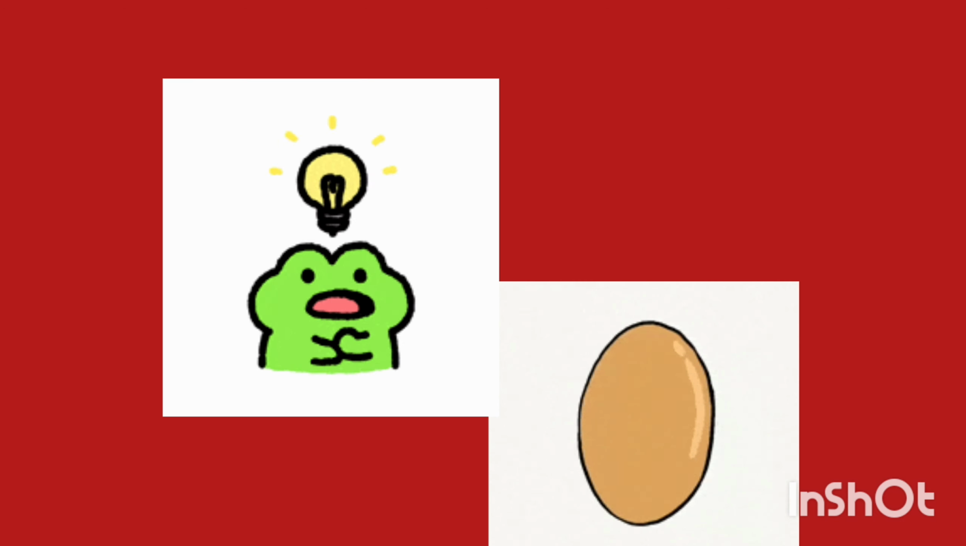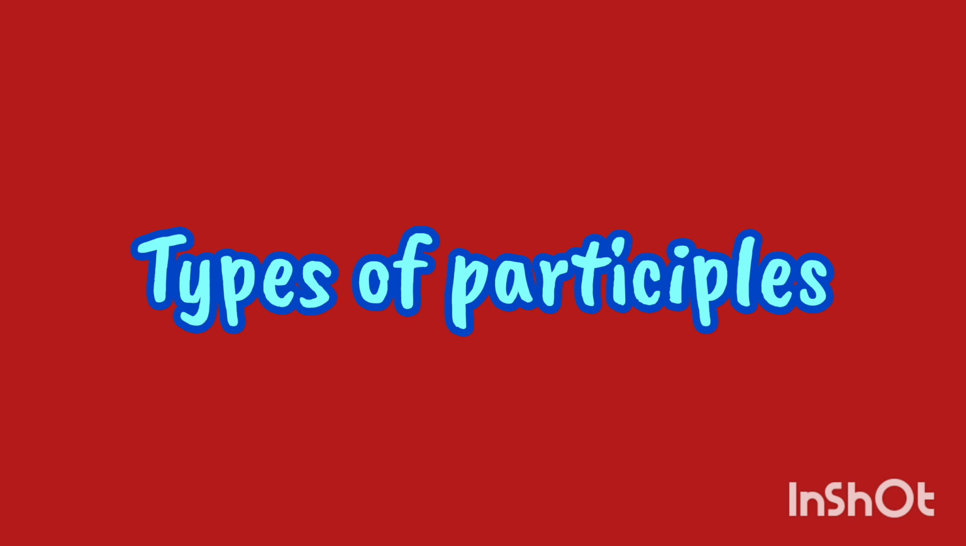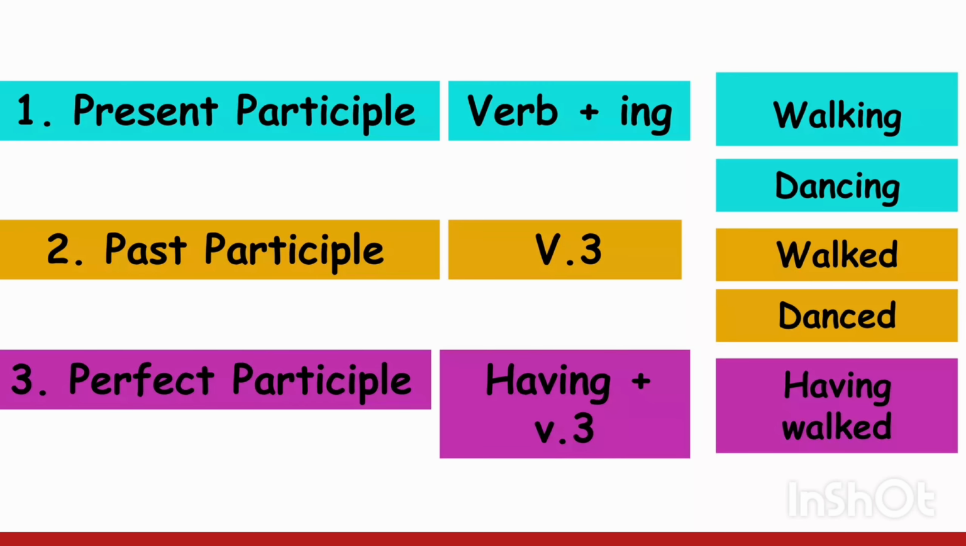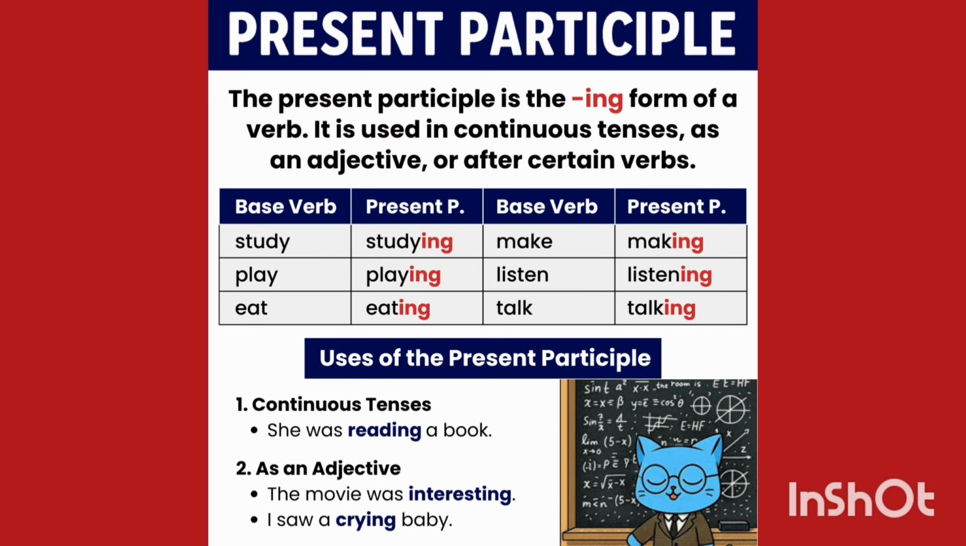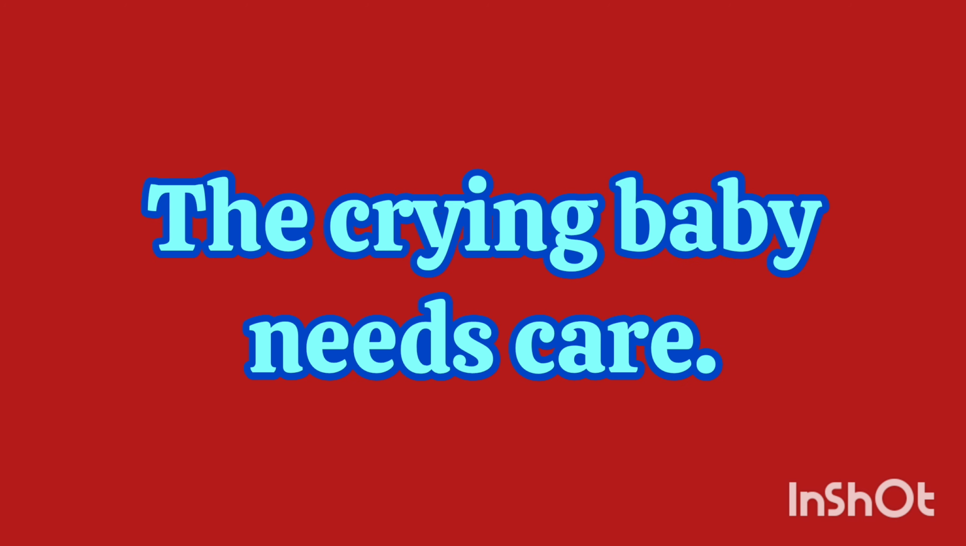Now that the basic idea of participles is clear, let's move on to the different types. Participles are mainly divided into three categories: present participle, past participle, and perfect participle. A present participle is formed by adding ing to the base form of verb. It is used to describe a noun and usually shows an action that is ongoing or incomplete. For example, the crying baby needs care. Here, crying describes the noun baby. It does not act as the main verb, hence it is present participle.